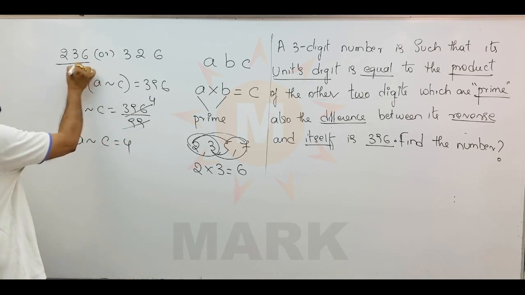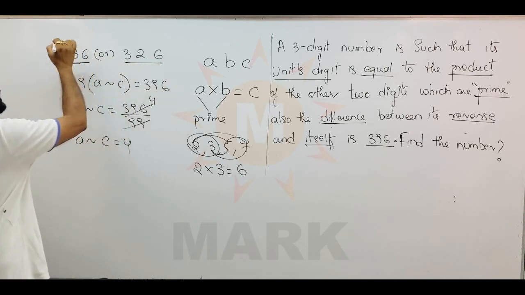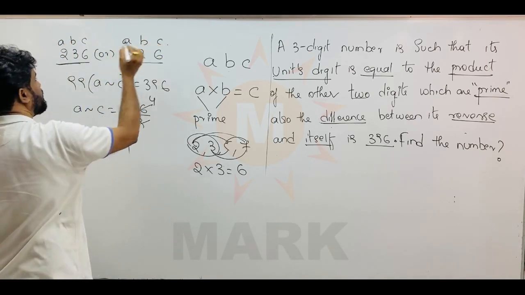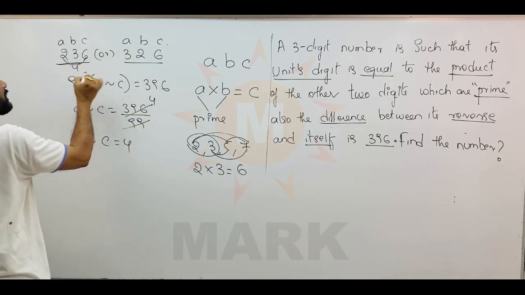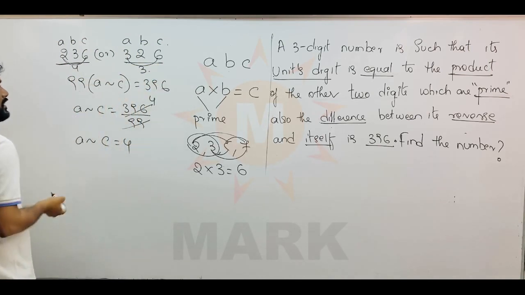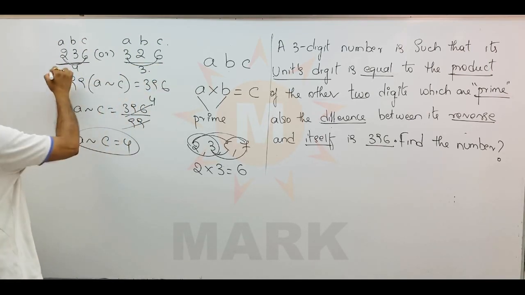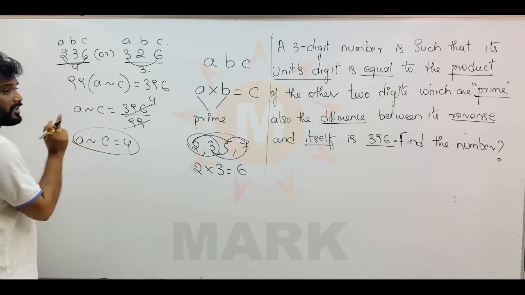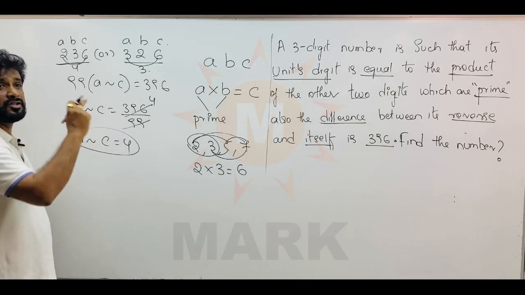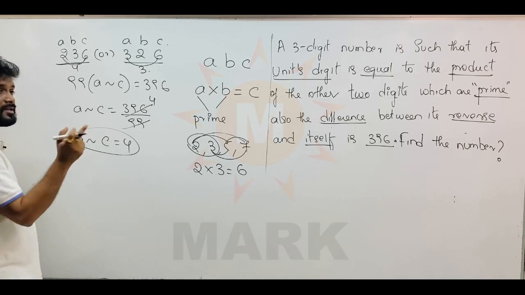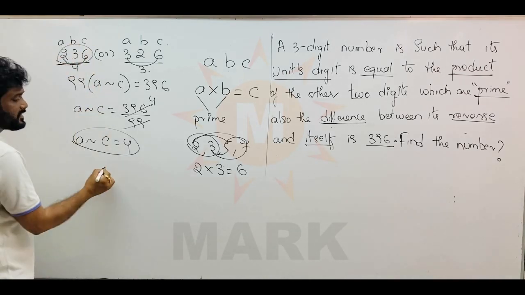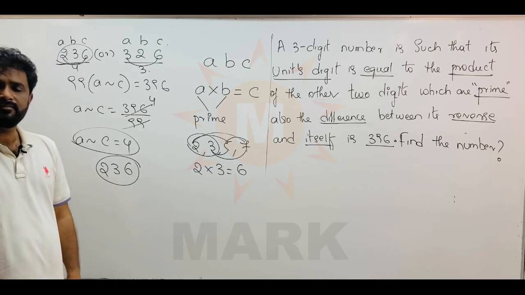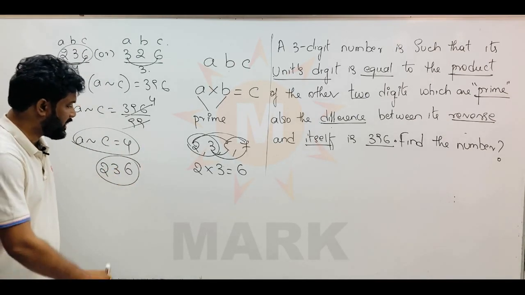In these two numbers 236 and 326, what is the difference? Clearly we can see, 2 and 6 difference is 4, but 3 and 6 difference is 3. The difference between the hundreds place and units place must be 4. A and C difference must be 4. So 236 is the only number which satisfies all these conditions, right? So 236 is the answer for this question.